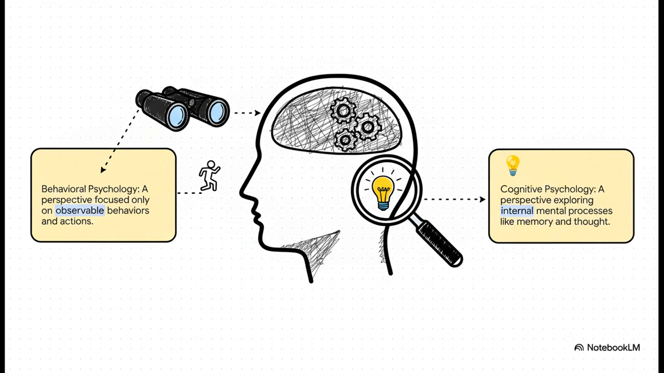But that's not really how it works in the human sciences. We don't really have those dramatic paradigm shifts. What we have instead are different perspectives that can all exist at the same time. Take psychology, for instance. You've got a behavioral perspective that focuses only on what people do. And right next to it, you have a cognitive perspective that's all about what people think. And one doesn't cancel the other out.